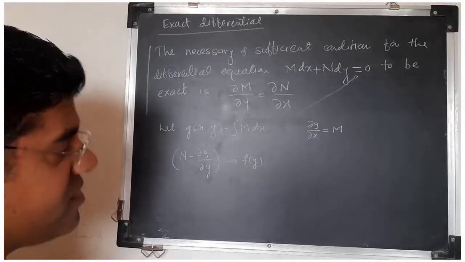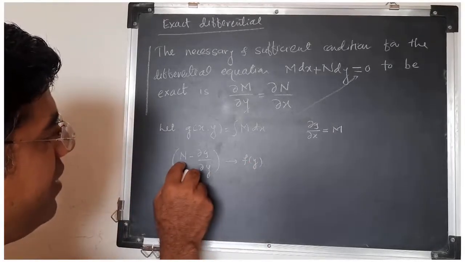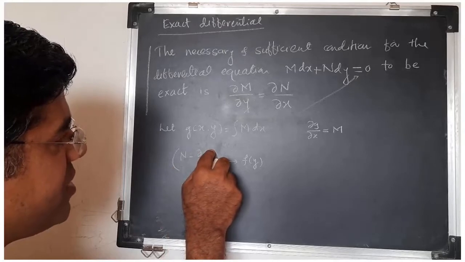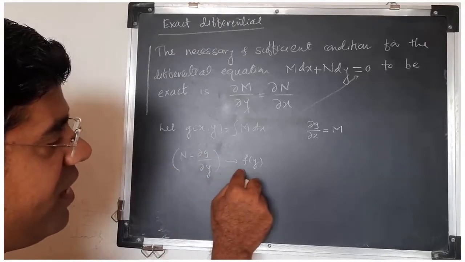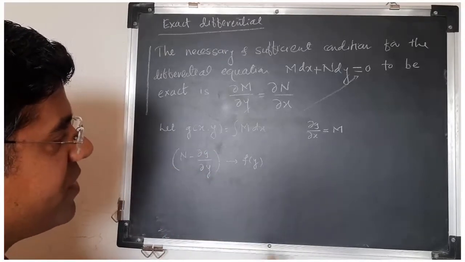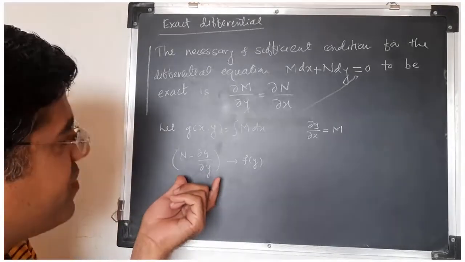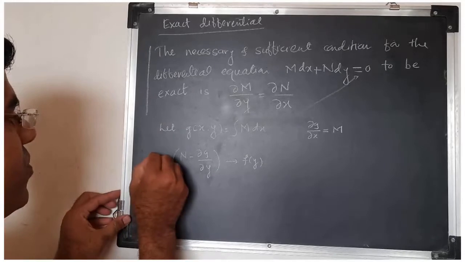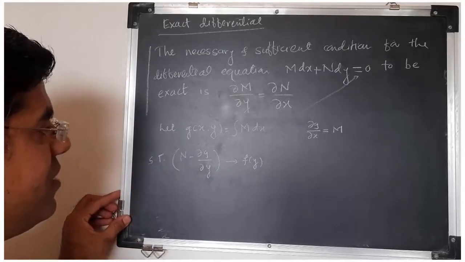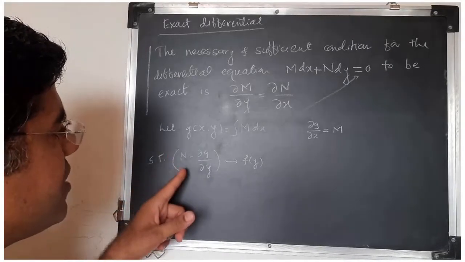Okay. This is a function of only y: N minus ∂g/∂y, and this is only a function of y. This is free from x. Many times you will use the phrase "free from x." So how can we show that? Suppose I am to show that this is free from x. We will partially differentiate this function with respect to x.